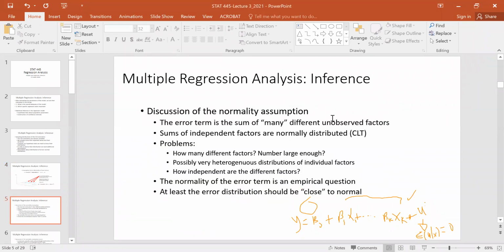Like I said, we don't just assume the errors are normally distributed for assumption's sake, but there is some reason to believe it could be true. The error term is a sum of many different unobserved things. And if you sum many independent factors, then the central limit theorem says it doesn't matter the distribution you begin with. As the sample size increases, we approach the normal distribution. So there are some discussions. How many are these unobserved factors? Are they many enough? Are they independent?